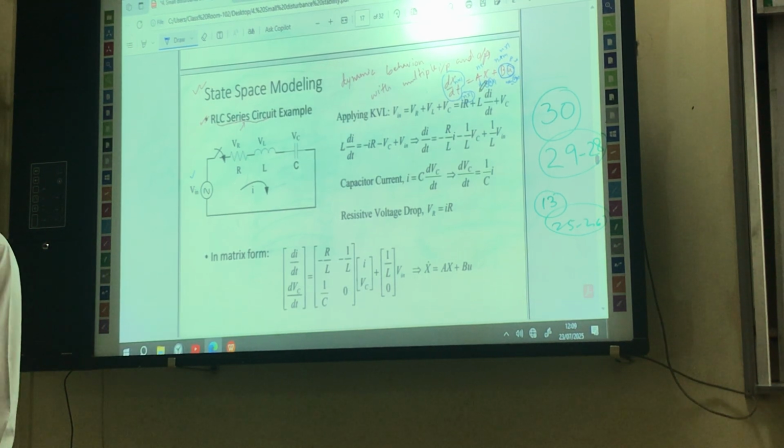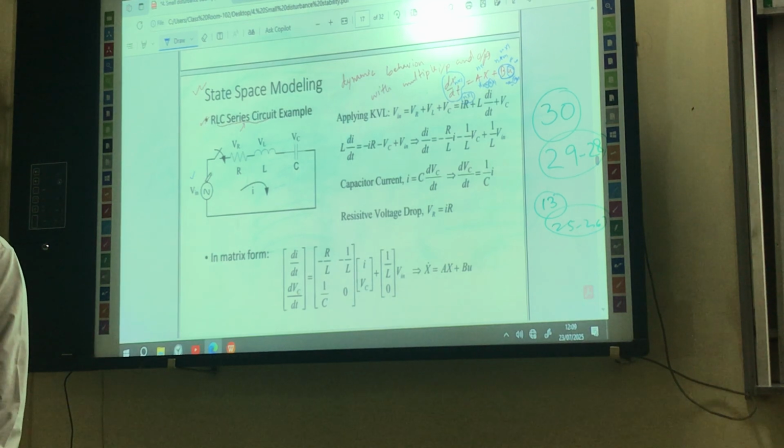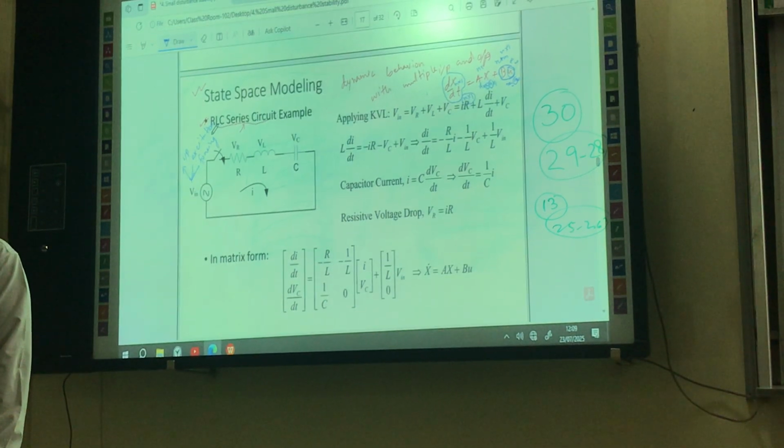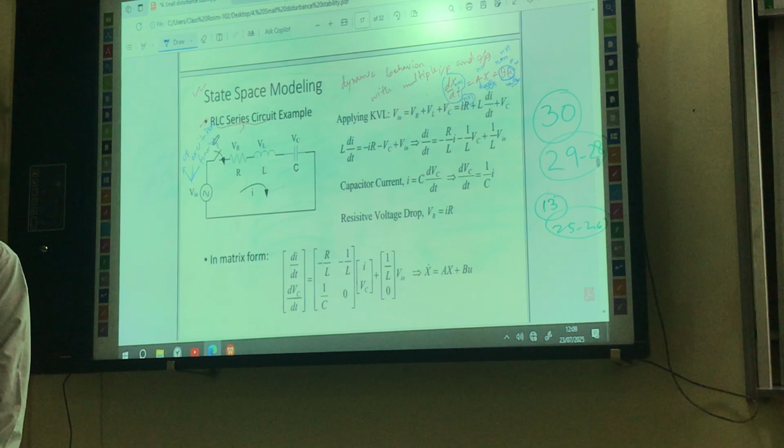Okay. Now let's focus on this example. So this is our input to the system. It has different names. You can call it input, you can call it excitation, or you can call it the forcing function, because we are now observing the transient or dynamic response. In your circuit 2 course, you have heard this type of term, forcing function, right? So you can say this VIN is the forcing function.